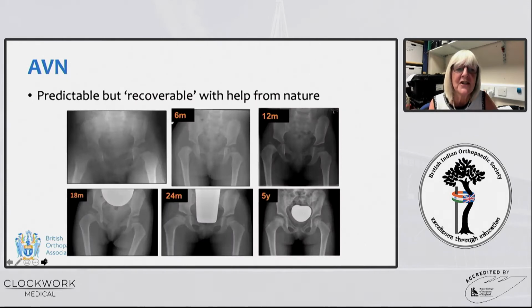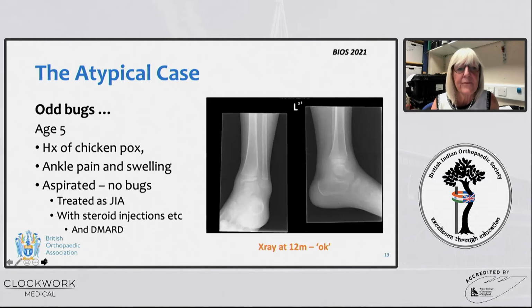What she did go on to develop was avascular necrosis because of the delayed drainage of her septic hip. Predictable, but thankfully recoverable because nature is a marvelous thing. And she is now skeletally mature with no leg length difference and a good quality hip, but not quite perfect. But there are atypical cases of infection in children.